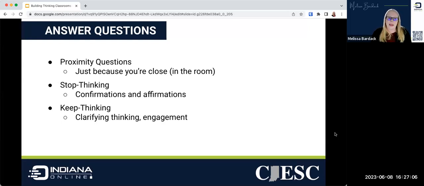And then there's the keep thinking questions that students are asking. And these questions are students who are showing engagement in the content. They're asking clarifying questions. They're asking about the workflow and the process that they're going through to solve this problem. And they're doing more of a think aloud when they're working through a thinking task or a content question.